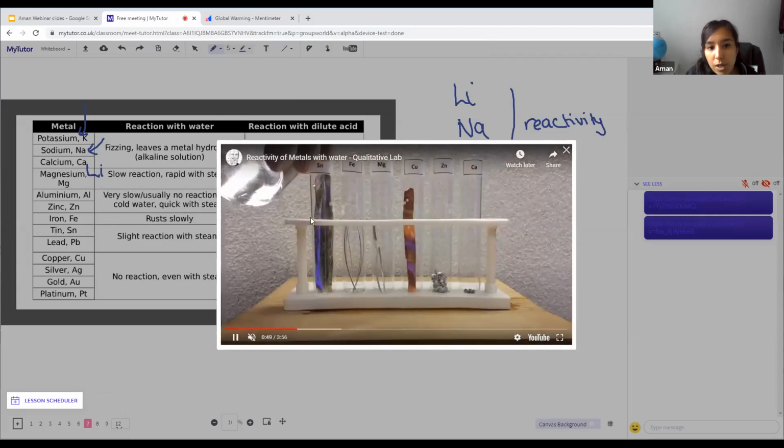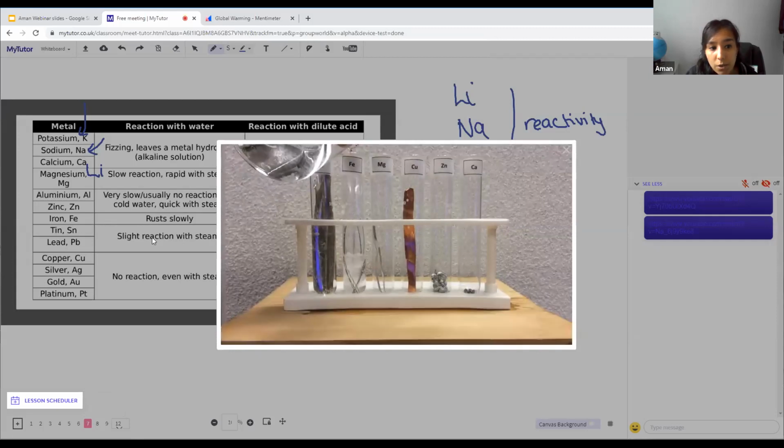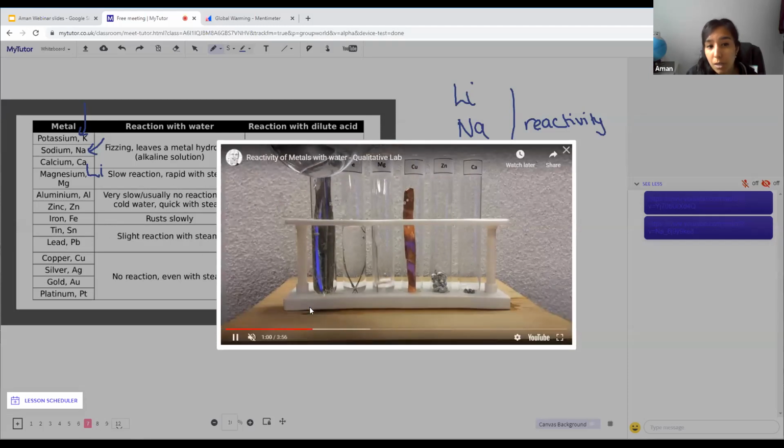Okay, so first of all, he's adding it to tin. So Sn is tin. And again, tin is there in the reactivity series, and you'll see it says a slight reaction with steam. This is cold water, so we're not expecting much of a reaction. Iron, again, not expecting a reaction. We are expecting a little bit of a reaction with magnesium. So hopefully you can see that metal is starting to go a bit purple.